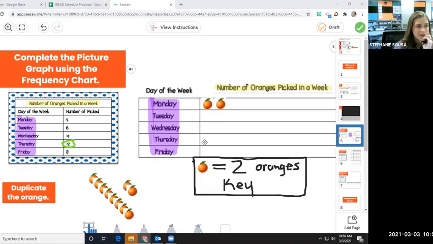Okay, let's take a look at Tuesday. We have 6. It shows 6 oranges. Let's count by twos as we place our oranges. 2, 4, 6. There we go. 3 oranges represent the 6 oranges in the data.